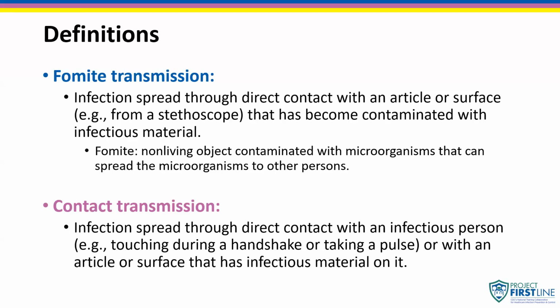The second term is contact transmission. Contact transmission is spread of infection through direct contact with an infectious person through activities like a handshake or taking the pulse of a patient or resident. Contact transmission can also occur through touching an article or surface that has microorganisms or infectious material on it. Like fomite transmission, the infectious materials are not always visible.